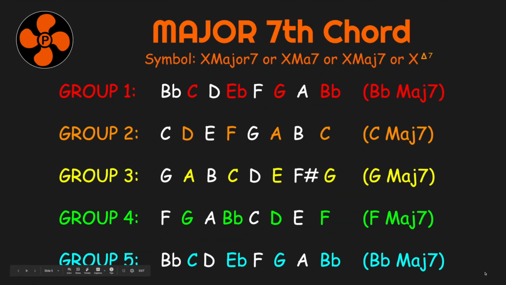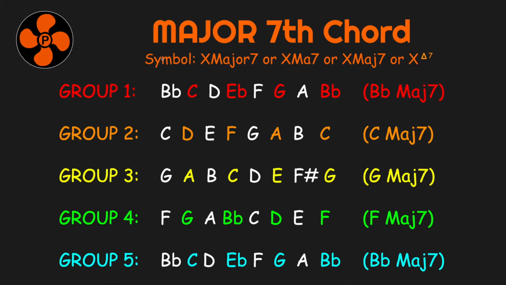Now let's take a look at each different type of 7th chord. We'll start with the major 7th chords. A major 7th chord is the 1st, 3rd, 5th, and 7th note of any major scale. For example, in group 1, a B-flat major 7th chord is made up of B-flat, D, F, and A.